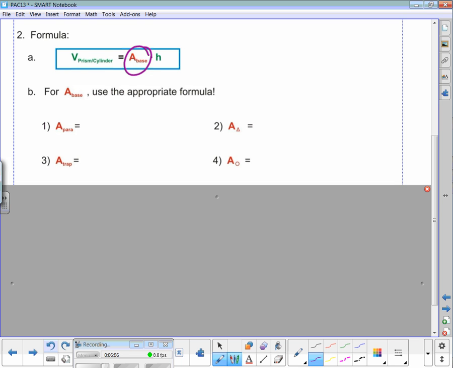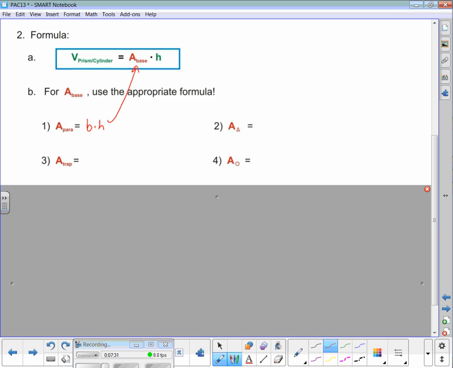So let's go through. You guys know these. I'm going to ask what the formula is. You raise your hand and tell me. If you had a parallelogram for the base of your prism, what formula would you use for area of a parallelogram? Jack? Base times height, right? Because that is the formula for area of a parallelogram. So if you were doing a cylinder that had a parallelogram for a base, that's what you would put in place of area of the base.